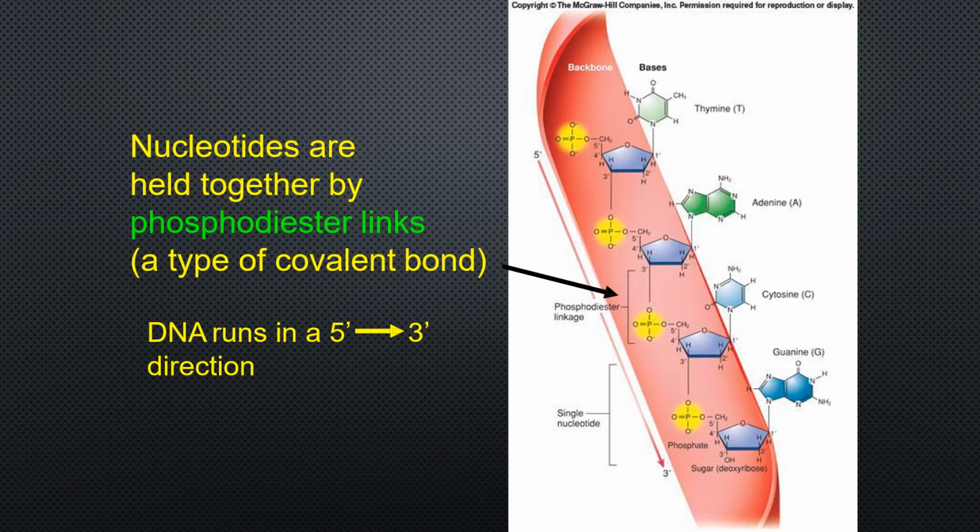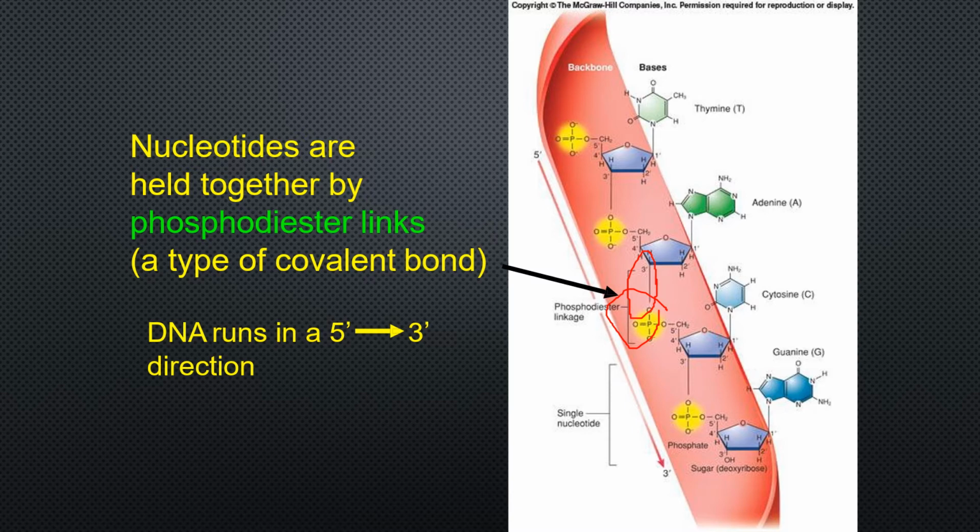When we talk about the backbone of the ladder, the outsides, those are held together with a stronger bond. That means the nucleotides are held together by a covalent bond called a phosphodiester link. And so you can see, here's the phosphate group, and it links right here with an ester group. And so we call that a phosphodiester linkage.